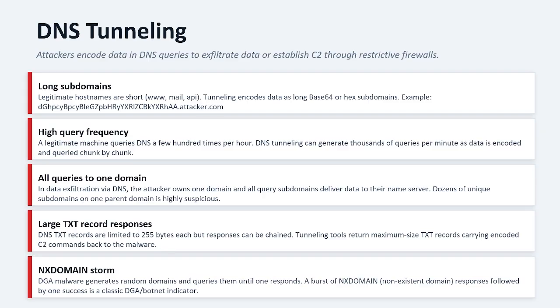High query frequency. DNS is a bit chatty at times, but too much DNS talking is suspicious. Queries to one domain could also be suspicious. Large TXT records. Again, there are legitimate uses for this, but large TXT records could be an indicator. Like I'd mentioned before, that NX domain storm, where there are a lot of non-existent domains and all of a sudden one valid domain, could be an indicator that there is a program trying to find its command and control server to talk to.